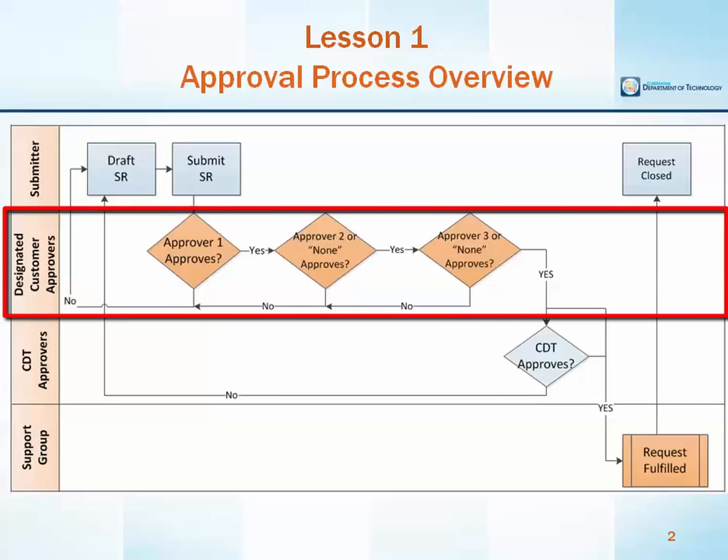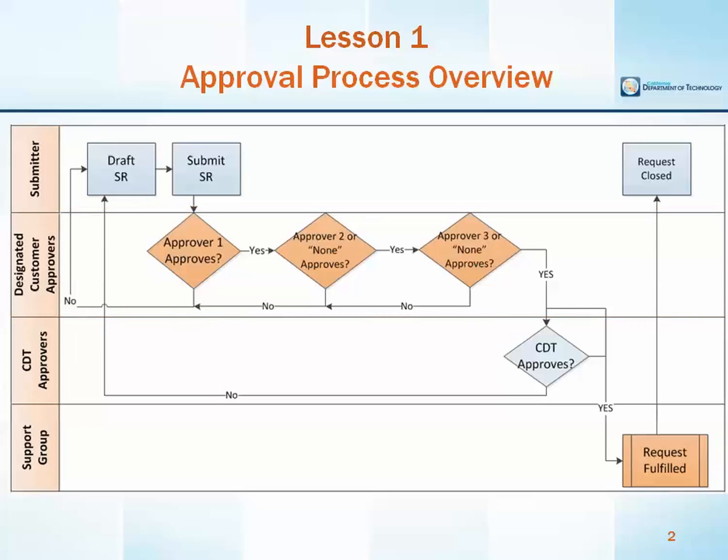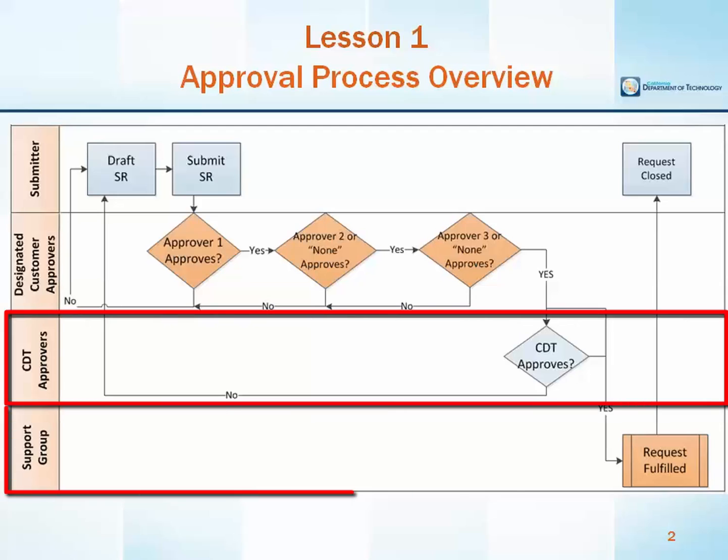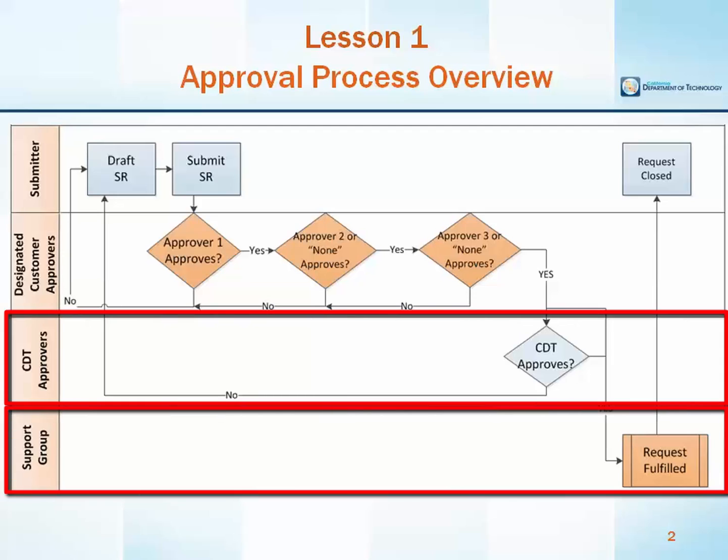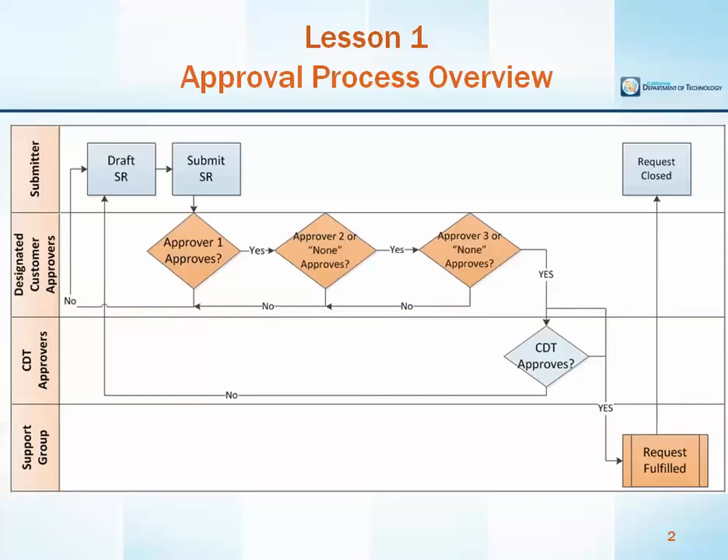This second swim lane represents the designated approvers and their alternates for the submitter's department. The amount of approvals needed could vary between 1 and 3 depending on the type of request and the submitter department's internal approval process. These approvers have the option to approve or reject a service request, which we'll show you how to do in a moment. The last two swim lanes represent the CDT approval process for service requests and the support groups fulfilling the request.